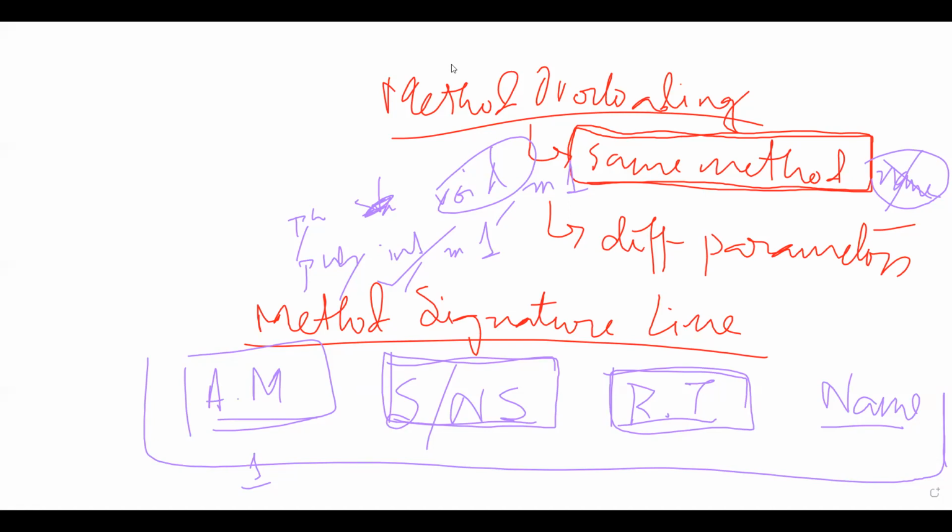So what is method overloading? When two same methods have different parameters. That is called method overloading. And what do you mean by same method? When 2 methods have the same access modifier, same static or non-static, same return type and same name. Then only I can say, okay, boss, 2 methods are same. Because the signature matters. There might be 2 Amitabhs, but their signatures are not same. Just like that.